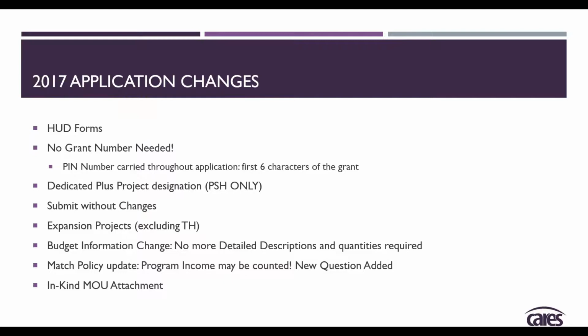The last piece, which we've been doing, but now HUD is going to be tighter on looking at, is the in-kind MOU attachments. So if your match is in-kind, you have to have an MOU, and the MOU has to meet the regulations. So we'll go through that, but that's definitely something we are only going to touch on today. And if you need more information about that, or you need an example of what an in-kind MOU looks like, let us know, and we'll work with you separately.